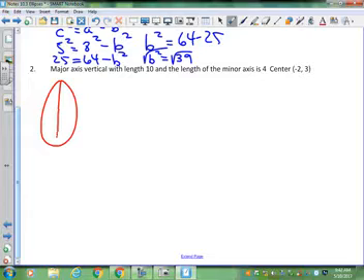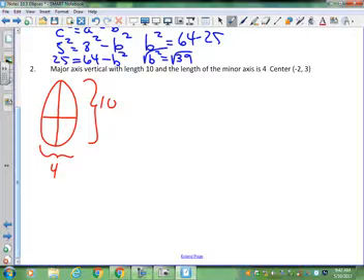The major axis is vertical, which means that it's up and down. The minor axis then would go across. Would everybody agree with that? So therefore it's 10 up and down and 4 across. Now that's not A and B, that's the whole entire picture.